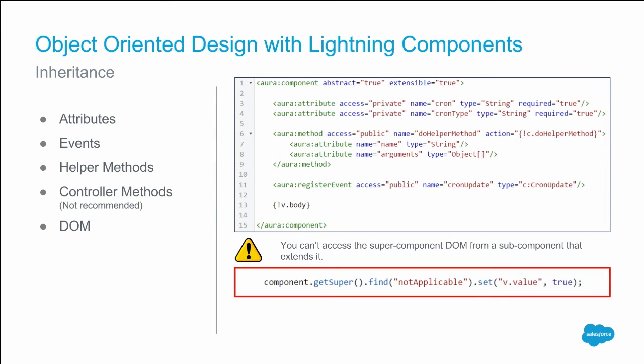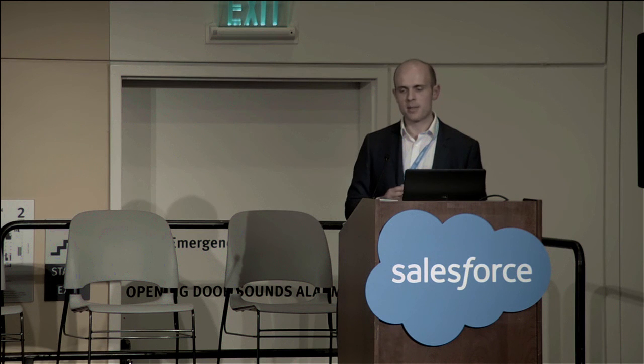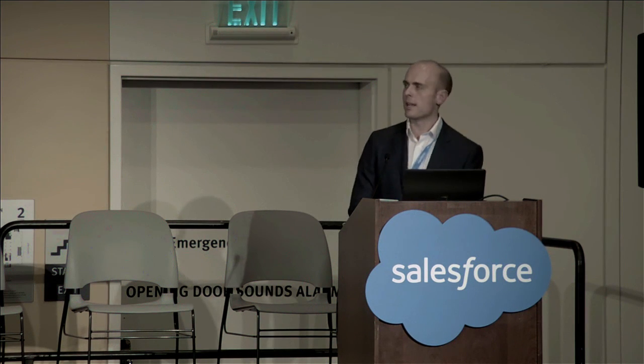And the way I get around that, again, is to get a reference to the super component and then do the find indirectly through that. And in that way, I can access that element and then perform some actions on it, like, in this case, setting a value. And that really draws to a close my presentation.